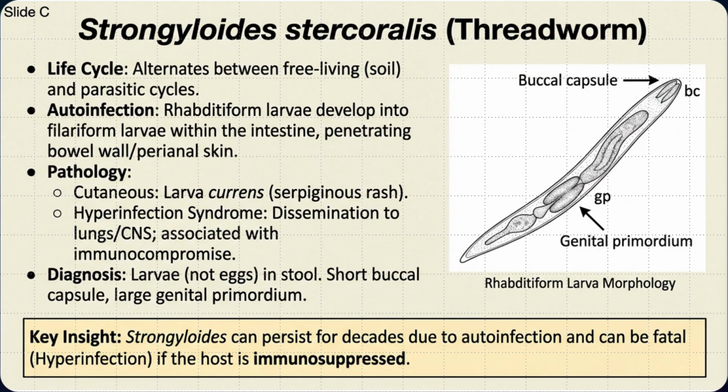Maybe they get high-dose steroids for asthma, or they start chemotherapy. And suddenly that immune system that was keeping a lid on the worm population is just gone. Exactly. And you get a hyperinfection syndrome. The worms multiply explosively, disseminating to the lungs, the brain, everywhere. It carries a massive mortality rate.